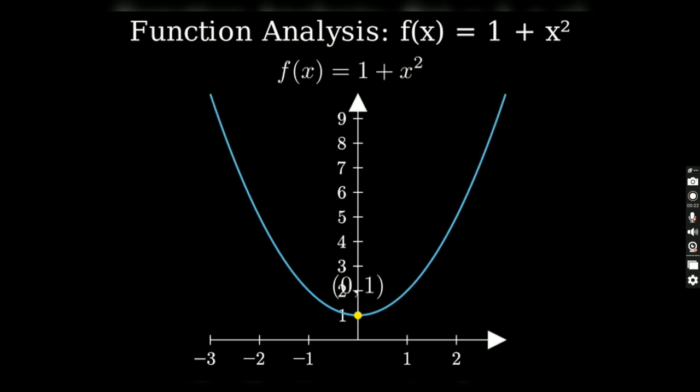This is because the smallest possible value of x² is 0, which occurs when x equals 0, making the minimum value of the function equal to 1. Let's first show that this function is not one-to-one.